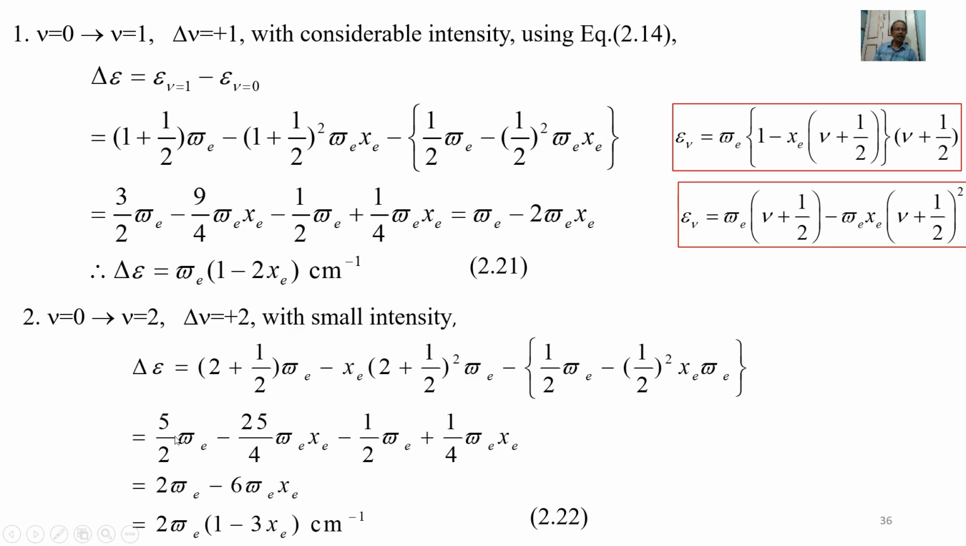As usual, first term and third term: this is 2.5 and this is half. When you subtract, the answer will be 2, so 2 omega_e. And this is 25 by 4, this is 1 by 4, so 24 by 4, that will give me 6. So 6 omega_e x_e. You pull 2 omega_e out, so we have 2 omega_e (1 minus 3 x_e). And this is the difference in the frequency which is given by this expression 2.22.